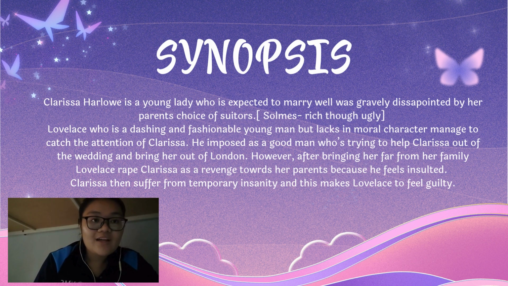But one day, Lovelace, who is dashing and fashionable but lacks moral character, came into the frame, and he posed as a good man to rescue Clarissa. However, when he managed to do so, he raped Clarissa, and this turns Clarissa temporarily insane. Actually, he does this because he wants to take revenge, because he thinks he is being insulted by Clarissa's parents. And yeah, he feels guilty but doesn't manage to apologize for his behavior.